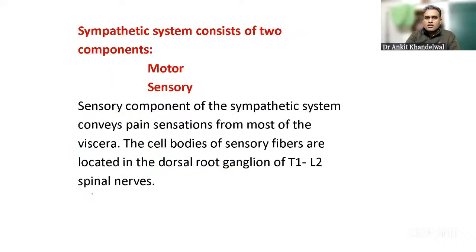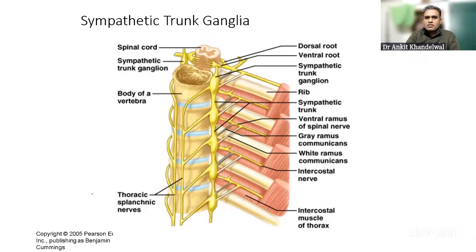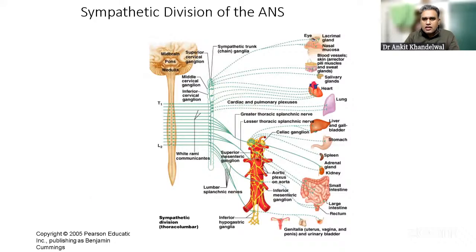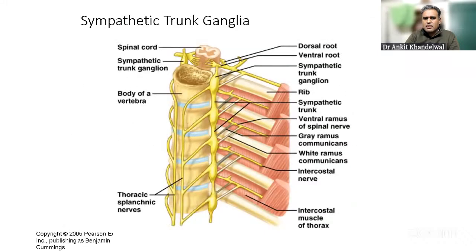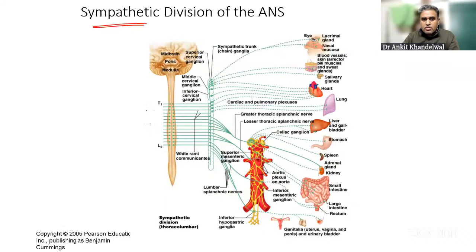Okay, let me just show you some images over here. Just rushing through it. And here you can understand the sympathetic division. Those are the theory images part, not to worry. For understanding, this is T1 to L2. So from here, can you see these green dots over here? Ultimately, from here the sympathetic arises.